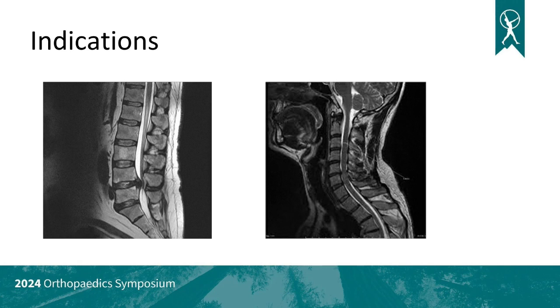So the disc herniation here would likely be causing sciatic type pain. And then in the neck, likely radicular pain down the upper extremity, either one, depending on which side the herniation is going to.